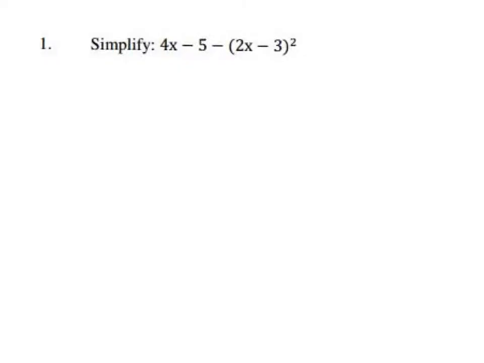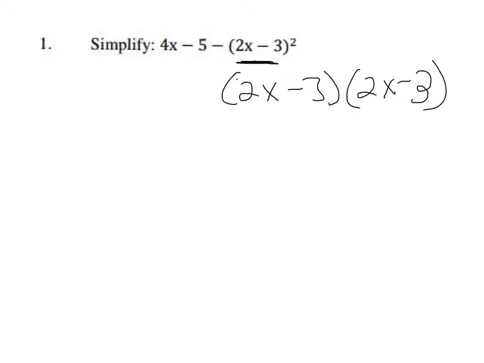So when we look at this, I see I get a binomial squared, so that means I have to write it twice and then FOIL it. So that's going to give me 4x squared, and then when I do the outside I get negative 6x. When I do the inside I get negative 6x, and I put those together, that gives me negative 12x. And then of course I could do negative 3 times negative 3 and get positive 9.